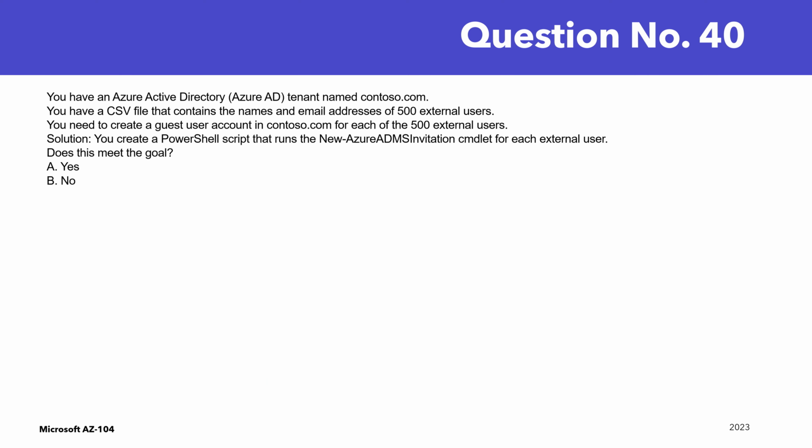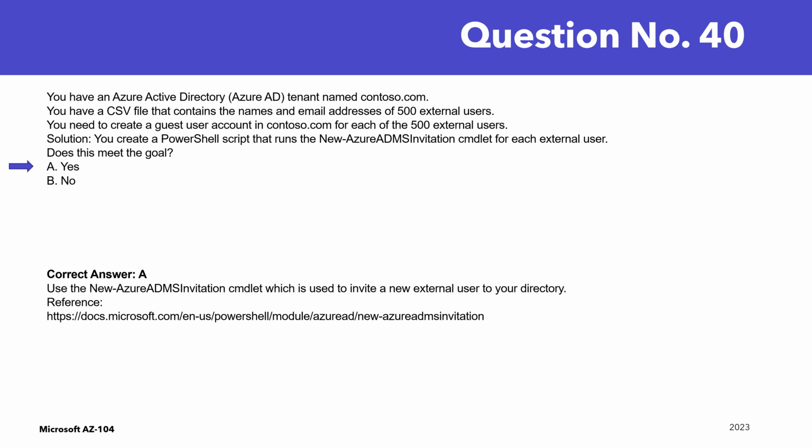You have an Azure Active Directory, Azure AD, tenant named contoso.com. You have a CSV file that contains the names and email addresses of 500 external users. You need to create a guest user account in contoso.com for each of the 500 external users. Solution: you create a PowerShell script that runs the New-AzureADMSInvitation cmdlet for each external user. Does this meet the goal? A. Yes. B. No. Correct answer: A.